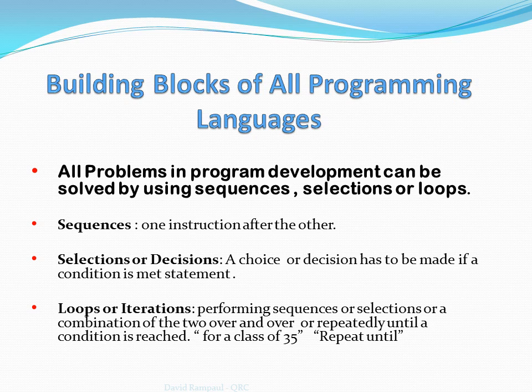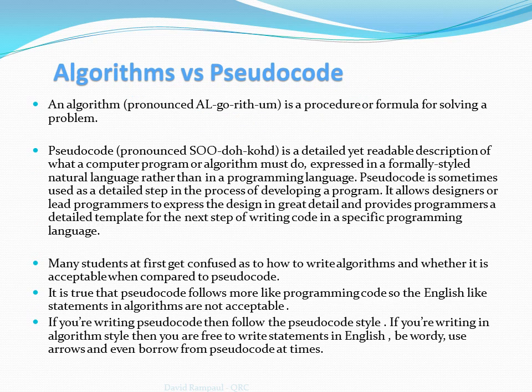Loops or iterations are not sequences, sorry, they are instructions that have to be done over and over and over again. It may include sequences within it, and it may even include selections or decisions within it. How will you spot that? You would look for things like, for a class of 35, repeat until, or perform certain tasks until a certain condition is met. That's how you would spot loops.